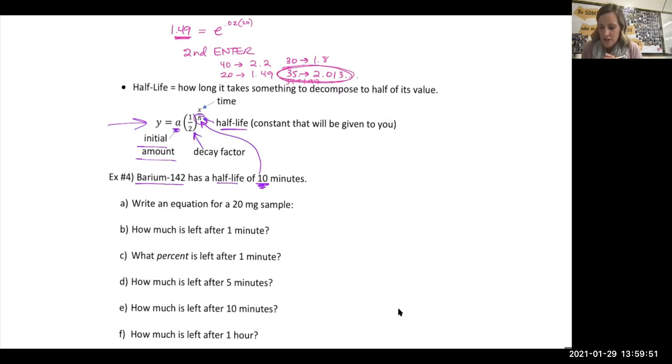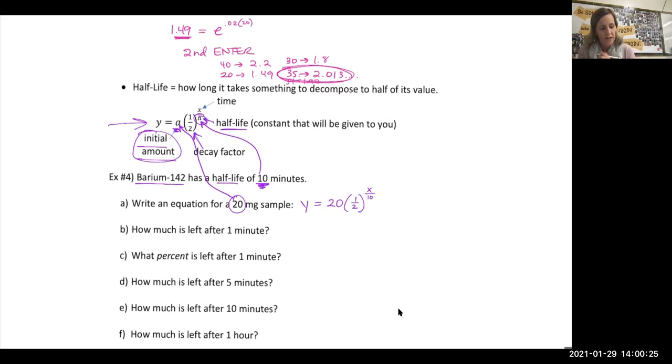It says write an equation for a 20 milligram sample. So if we have a 20 milligram sample, that's our initial amount. So that 20, that's going to be your A. So it's going to be Y equals 20 times, this one's always a half because it's half-life. And then we don't know the time. It just says write the equation for it. So it's going to be X over 10. Okay, the time is still our unknown. So that's going to be our equation, and we're going to use that all the way through this problem.